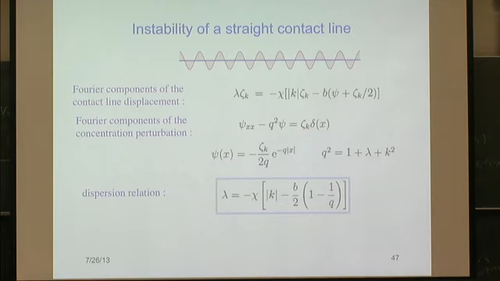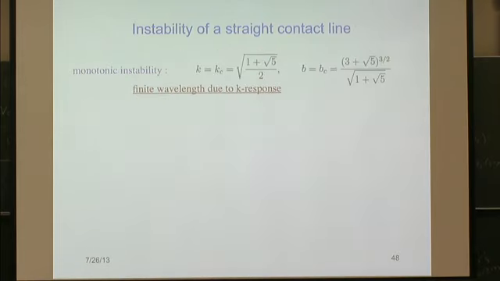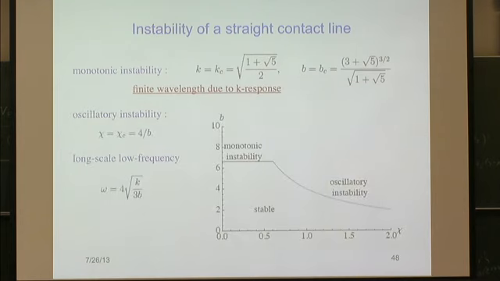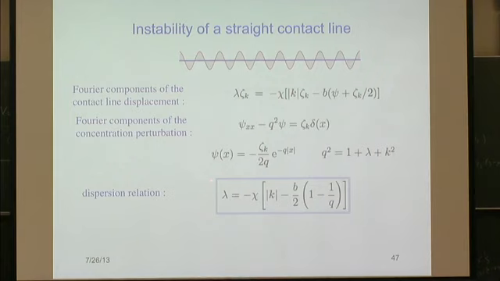This is for the straight line where the wave number is, of course, continuous. And here we can have stationary instability, monotonic instability, and also oscillatory instability, depending on this parameter chi, where it is defined. Chi is essentially a parameter that contains diffusivity.